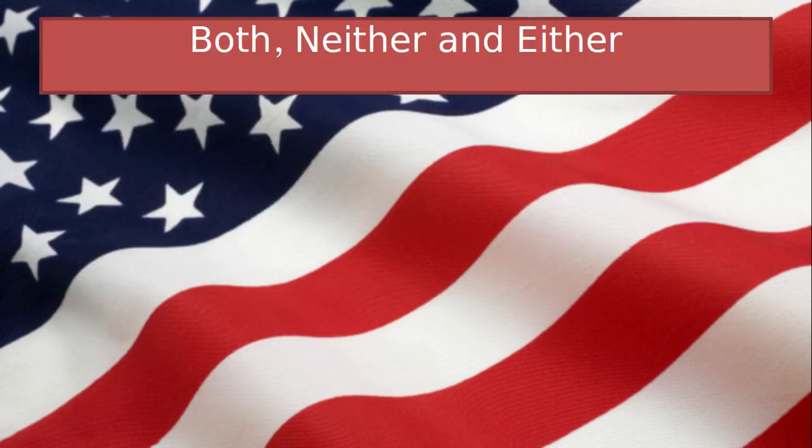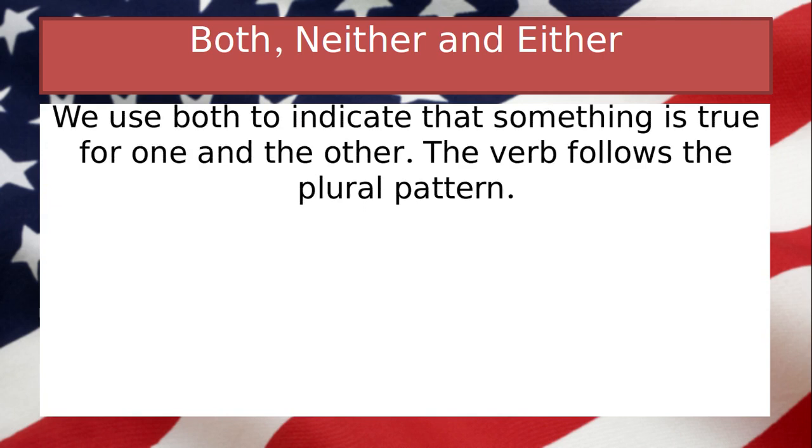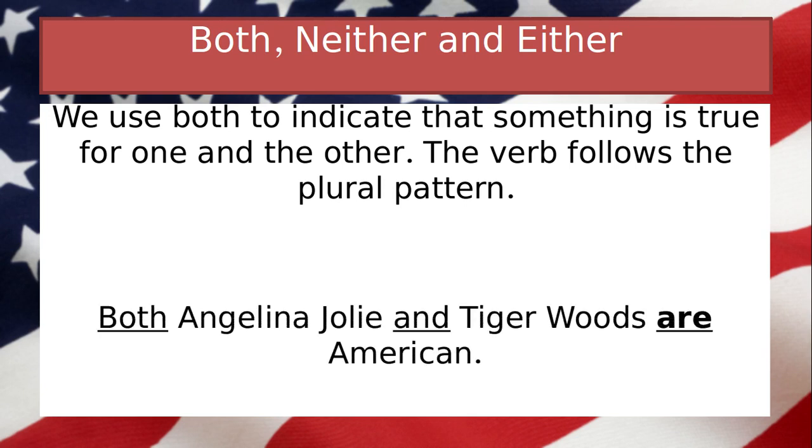Now, when we're talking about both, neither, and either, or neither and either, you decide the pronunciation on the last two. We've got to remember that both is used when you want to indicate that something is true for one and the other. The verb follows the plural pattern. So we are talking about two people that have one thing in common. So we use both and.